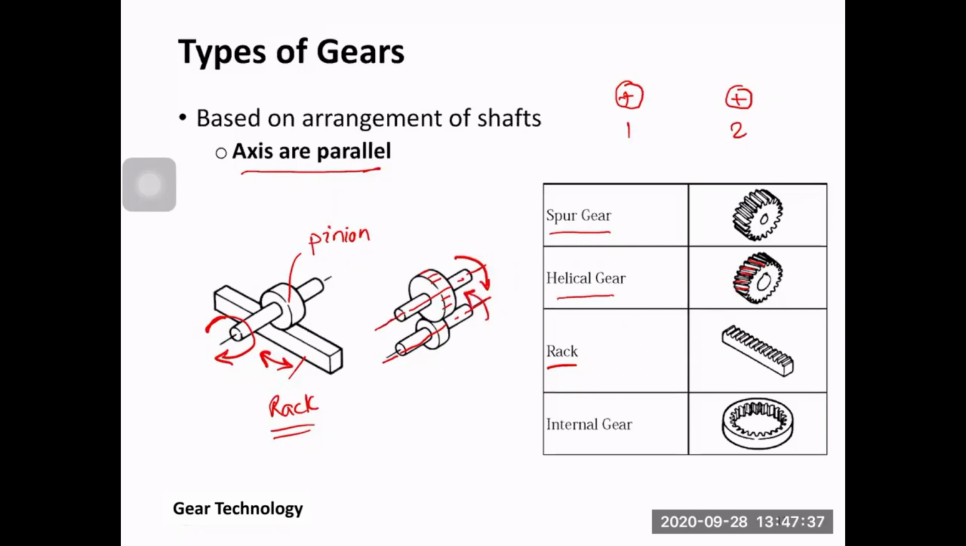Also, we can use internal gears. In internal gears, if this is one gear and then another gear here, they rotate in the same direction, okay? This gear rotates in this direction and the other gear rotates in the same direction. So if you want the two gears to rotate in the same direction, you can use an internal gear. For spur gears, the first option here, there are some limitations on the velocity ratio. The maximum velocity ratio that can be achieved through spur gears is 8:1.